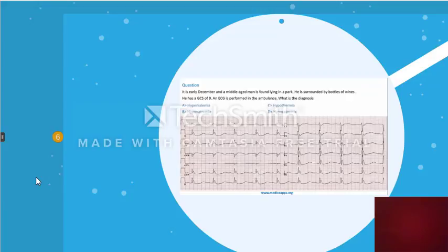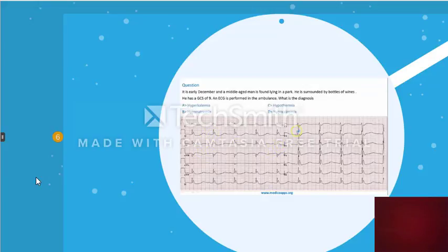Obviously, there are certain things we are looking for. There is a severe bradycardia: 1, 2, 3, 4, 5. If you divide 300 by 5, the rate would be 60 per minute, or even less than 60, around 50 per minute.